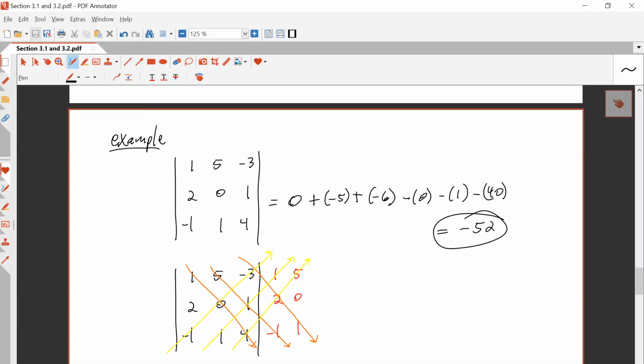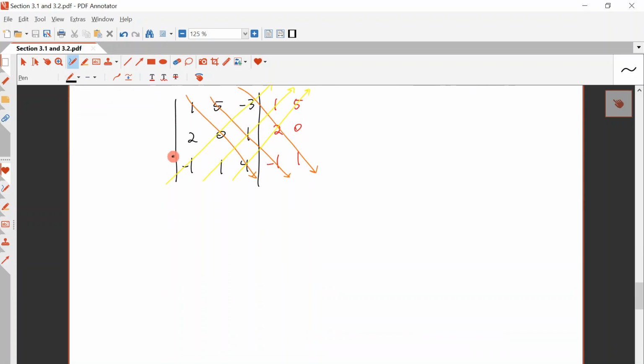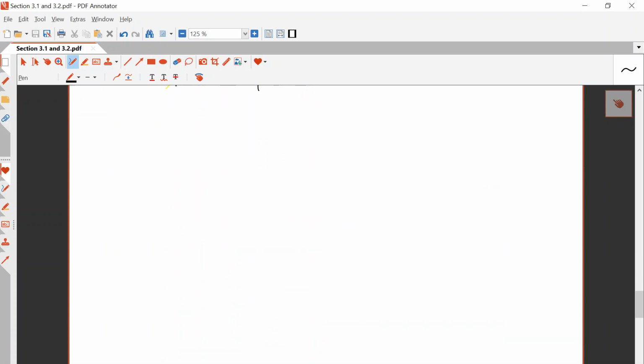All right, so that's just for 3 by 3. It doesn't work for 4 by 4. But you know, it's a nice shortcut. So you can actually calculate the determinant more quickly than doing a cofactor expansion with 3 by 3s. Okay. All right, so enough talk about the definition. What is special about determinants?